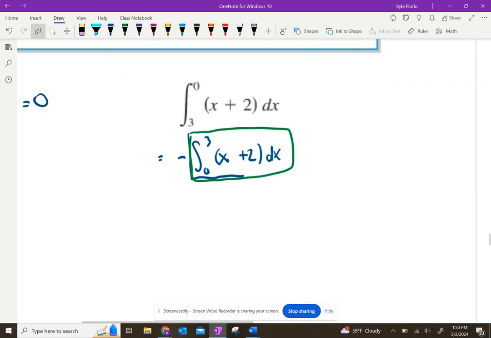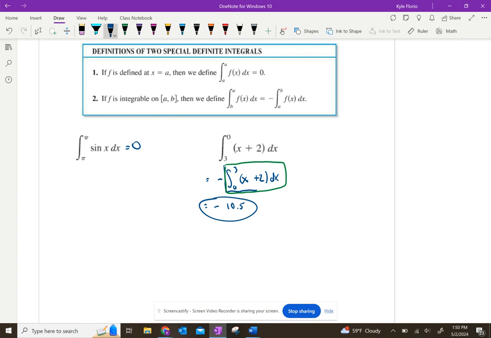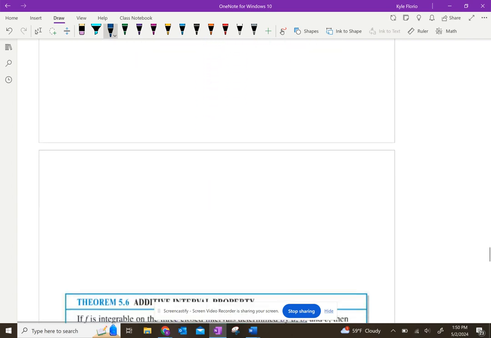So what that implies is that the value of this integral is going to be negative 10.5. Okay. All right.